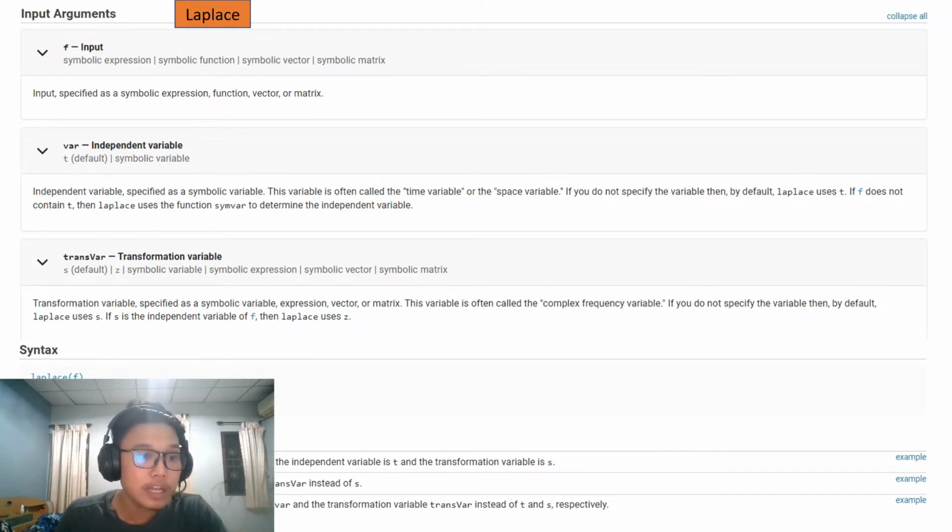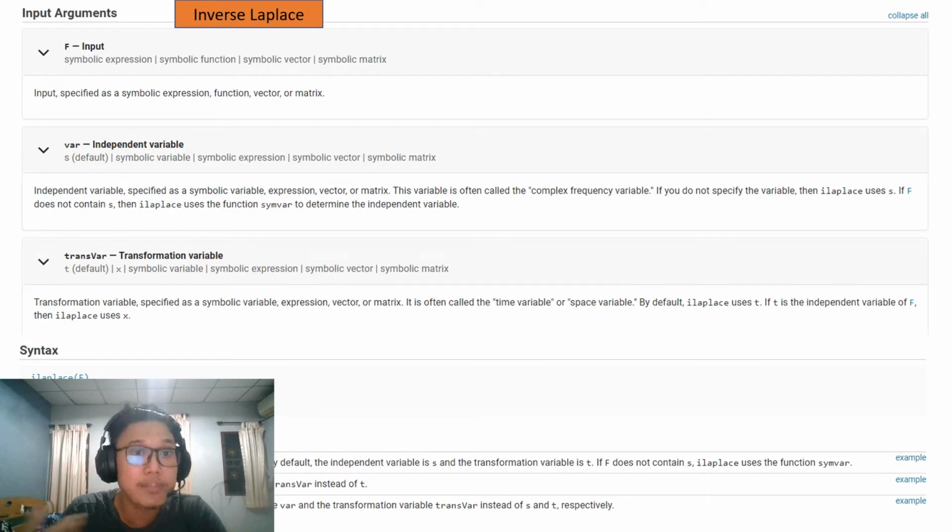For the syntax, we can use laplace with the input, another one is laplace with the transformation variable, and another one is laplace with the input, the independent variable, and the transformation variable.